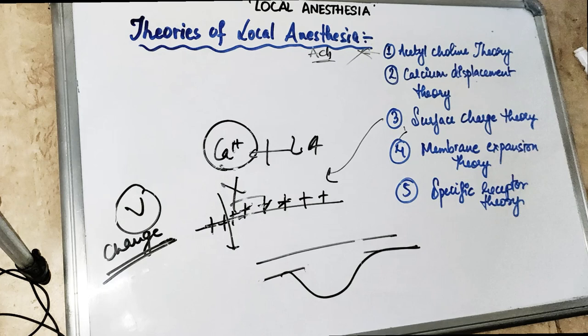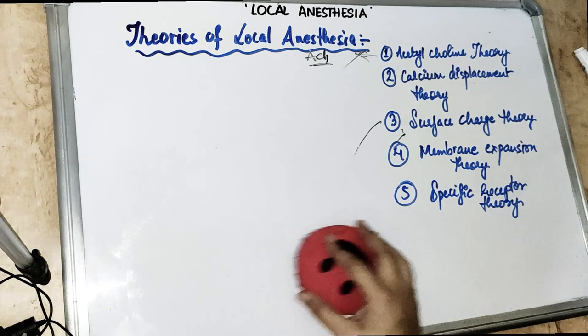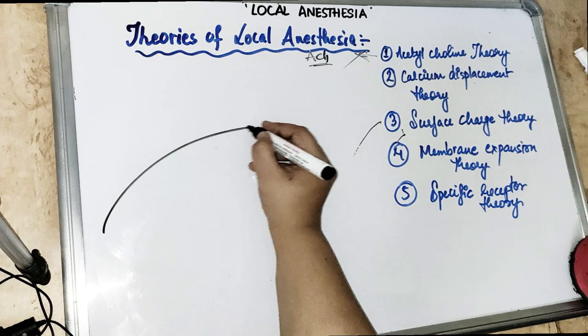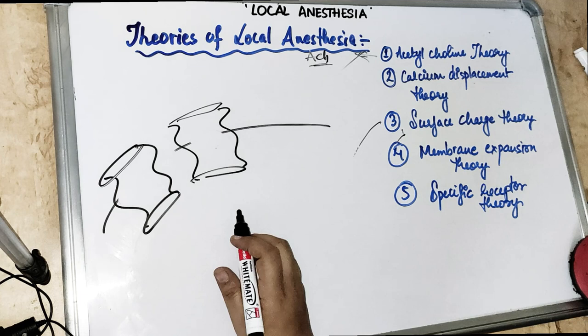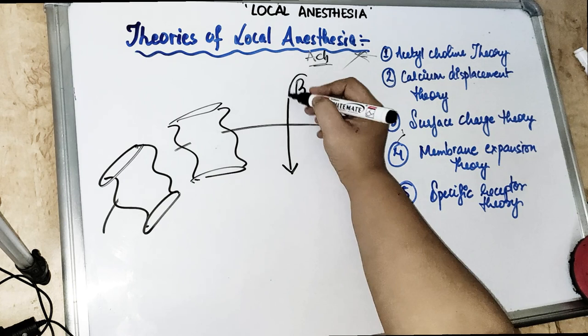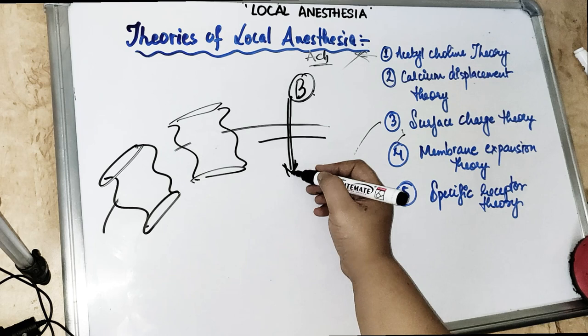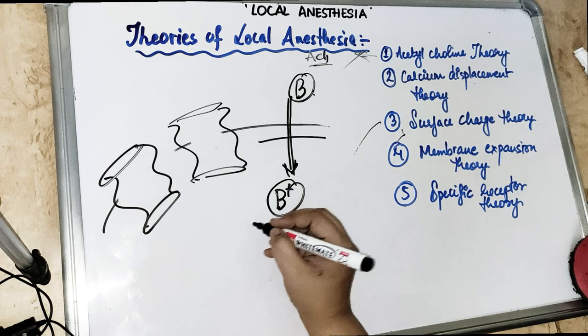So the next one is the specific receptor theory. The specific receptor theory is the most acceptable theory, and as you know, we have already covered it in the previous video. The specific receptor theory states that there are specific receptors to which the LA binds. So there is a nerve terminal, and at the nerve terminal we have sodium gated channels, right? These are the sodium gated channels. Local anesthesia is a weak base, and when it is unionized it can easily cross the cell membrane and pass at a faster rate. Then it becomes ionized inside the cell, because we have H ions, so it becomes ionized and lethargic.